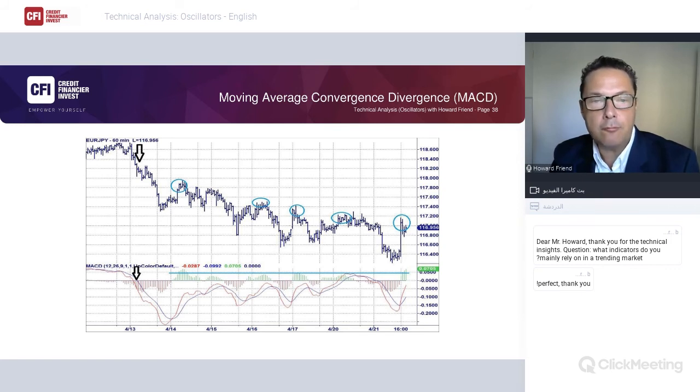And you can see I've ringed a lot of these swing highs within the downtrend as they coincide with this MACD histogram hitting the overbought level.